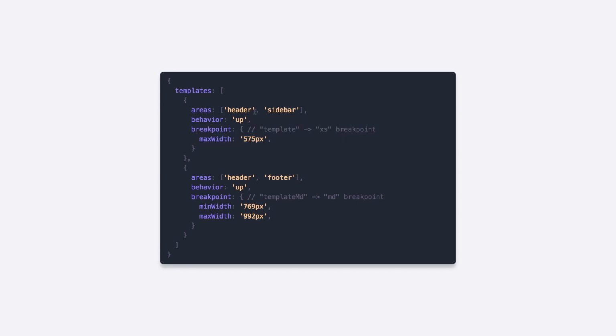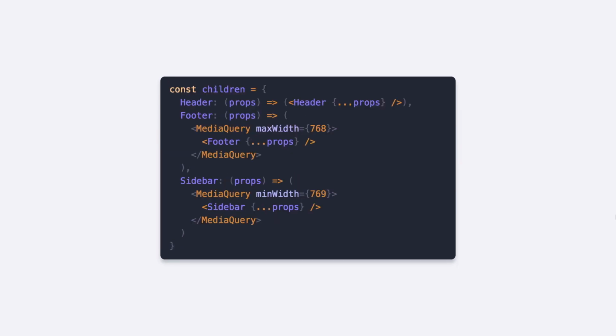So we can see that header and sidebar should be rendered on an extra small breakpoint going up, and the header and footer should be rendered on a medium breakpoint also going up. And as the next step, it will reduce this list into a map of components. And as you can see, our header was present in both definitions, so it will not be conditional, so we will receive it as is. But footer and sidebar, they are different. They should appear in certain breakpoints, so Atomic Layout would wrap them in the media query from React Responsive, so you just get this wrapper built in.